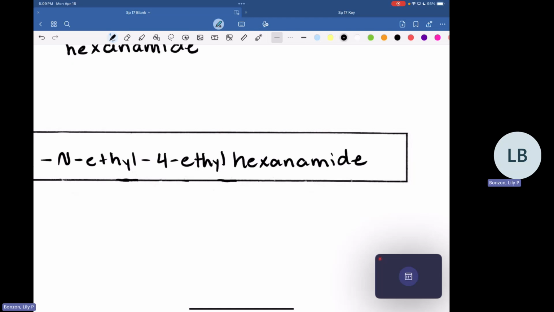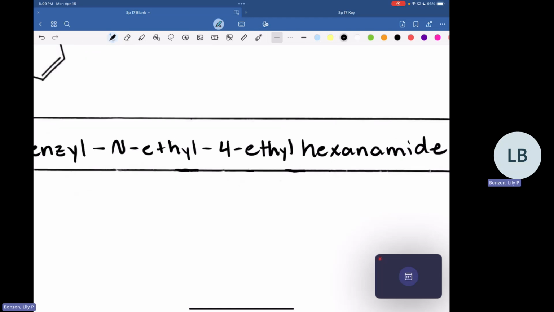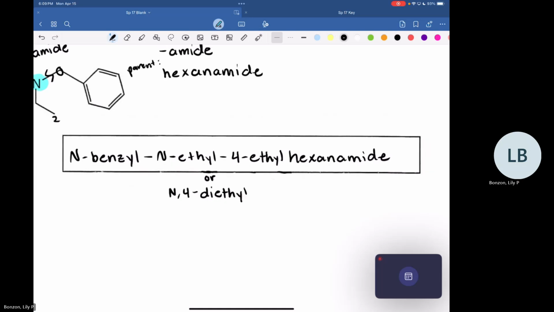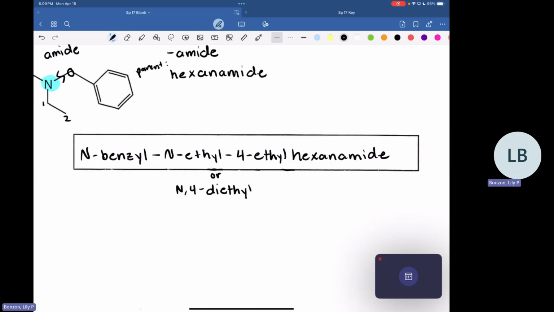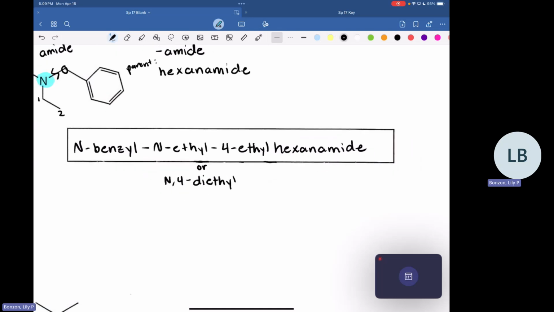So another thing that you could do with this one, specifically because we have 2 ethyl groups, you could also just write this as N,4-diethyl, but either of these would be accepted. So we've got N-benzyl, N,4-diethyl, or N-ethyl, 4-ethyl, and then hexane amide.